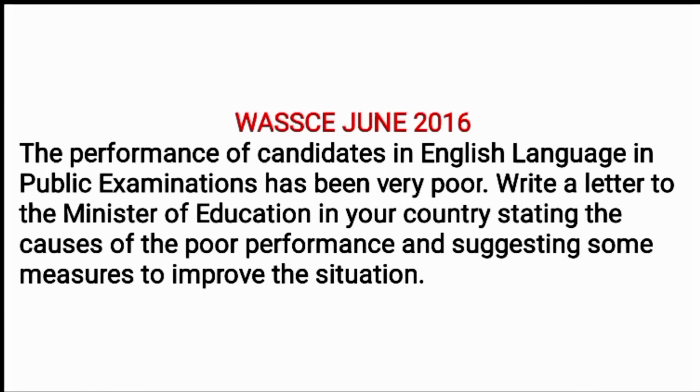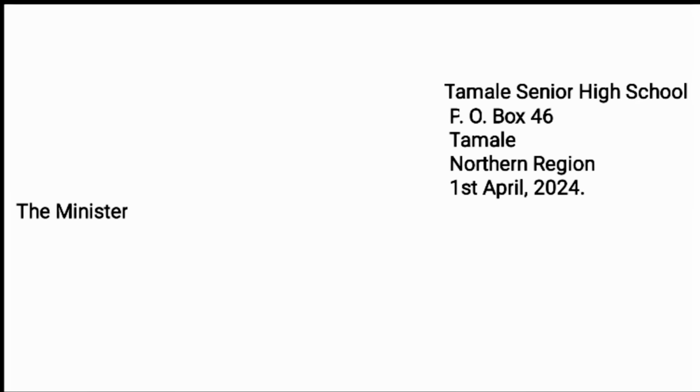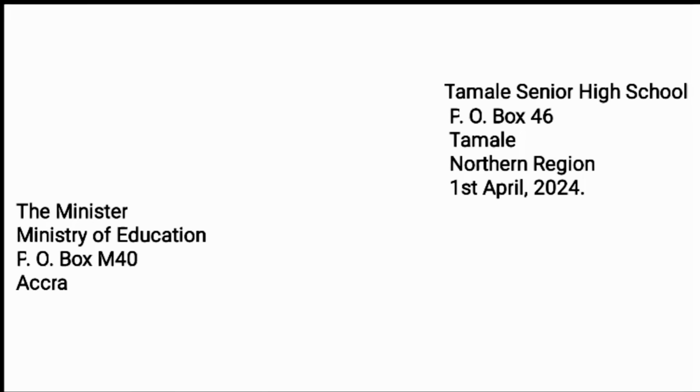So if you have done that, let's write the recipient's address and then you compare and see if you are correct or wrong. The Minister, this is our first line. This is the official title of the person we are writing to, the Minister. Then our second line, Ministry of Education. Ministry of Education, P.O. Box M40, Accra.